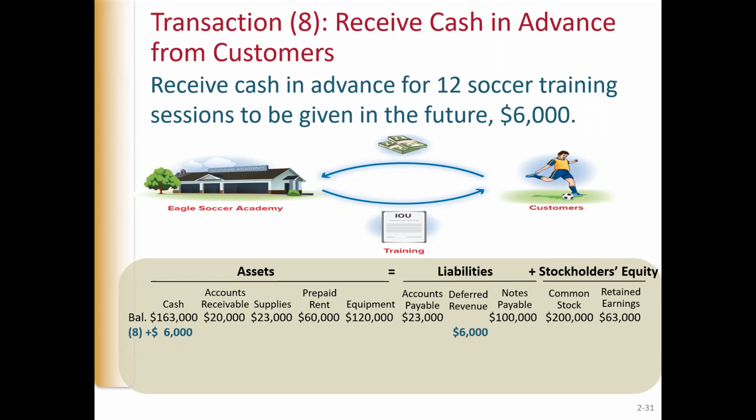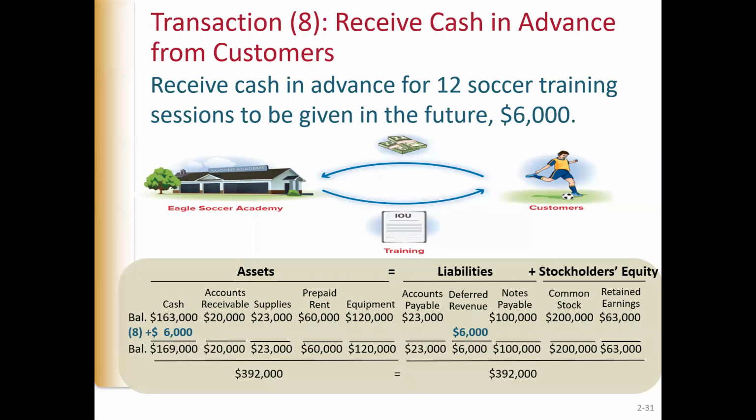So it's basically a future sacrifice. We owe them something. We don't owe them money. We owe them a service, 12 soccer lessons. So this is the only liability you're going to see that doesn't say payable. It says deferred revenue. Okay. Do our assets still equal our liabilities plus our stockholders' equity? They do, don't they?